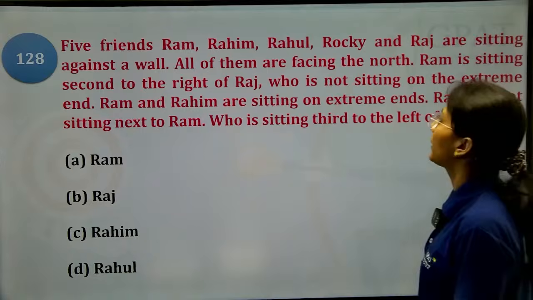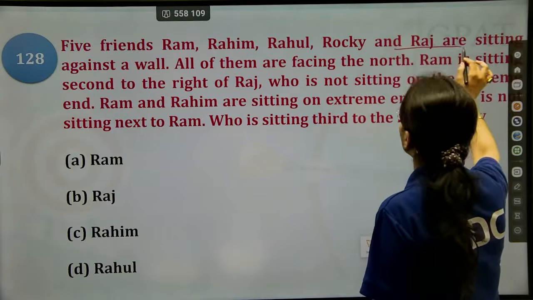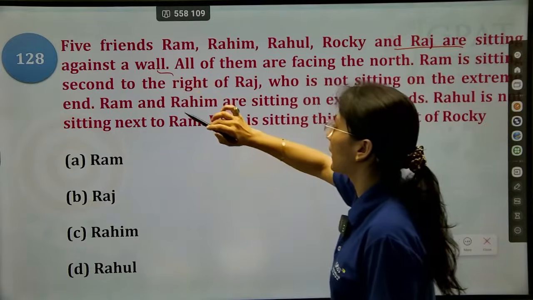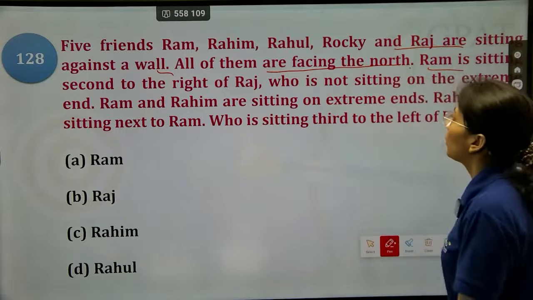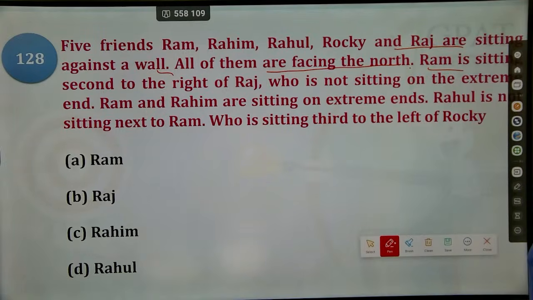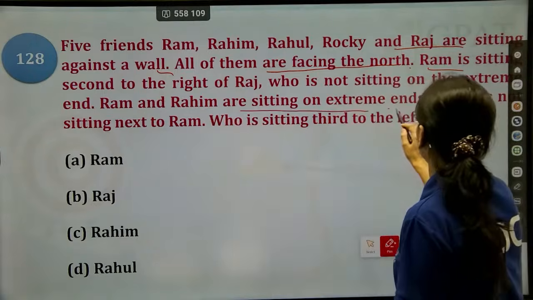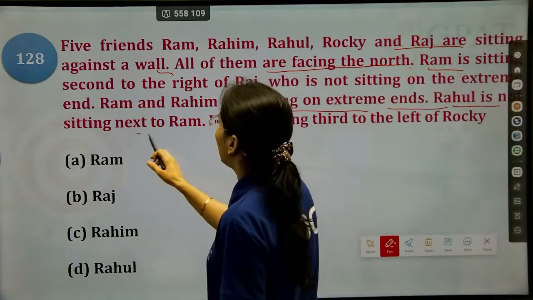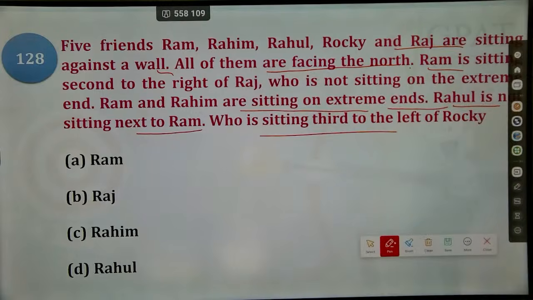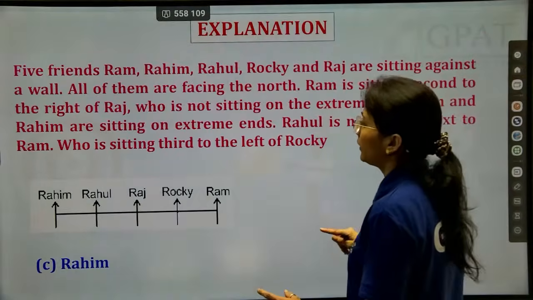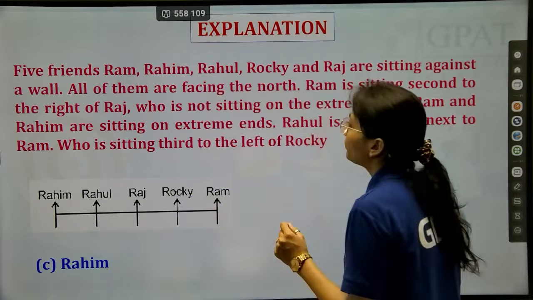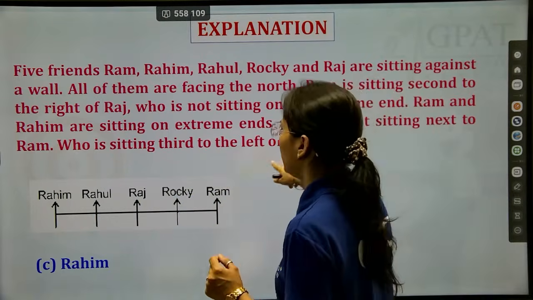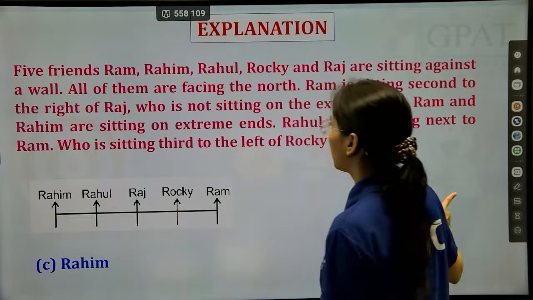Next, 5 friends Ram, Rahim, Rahul, Rocky and Raj are sitting against a wall. All of them are facing north. Ram is sitting second to the right of Raj, who is not sitting on the extreme end. Ram and Rahim are sitting on the extreme ends. Rahul is not sitting next to Ram, who is sitting third to the left of Rocky. If you see the sitting arrangement, it is Rahim, Rahul, Raj, Rocky, Ram. So who is sitting third to the left of Rocky? That is Rahim.